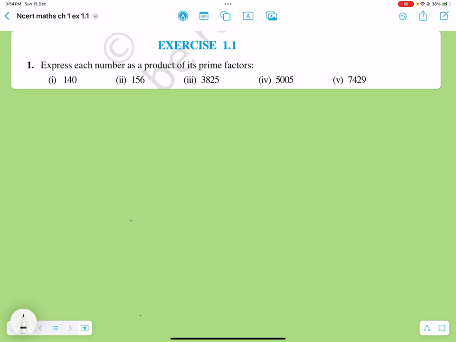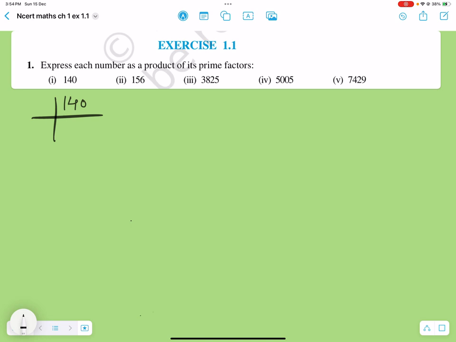So today we're going to talk about the applications of the theorems we have already discussed. The application would be, today we'll try to solve the questions. We'll attempt exercise 1.1. And the first question is, express each number as a product of its prime factors. So we'll take the first number, that is 140.